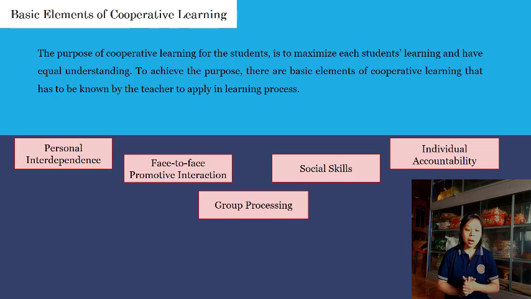Those five basics must be understood by the teachers and also the students, because sometimes the teachers have a misconception between cooperative learning and group working. So these five basics are essential fundamentals for teachers and students to know, because to help this process or method, it's really important to know the basic elements of cooperative learning.